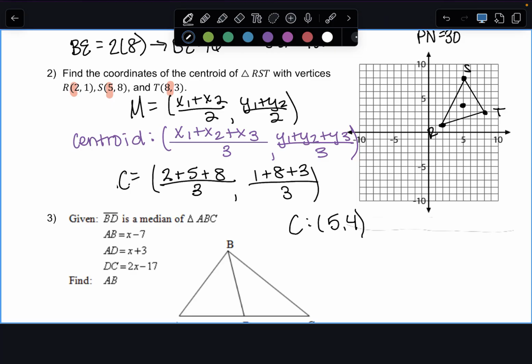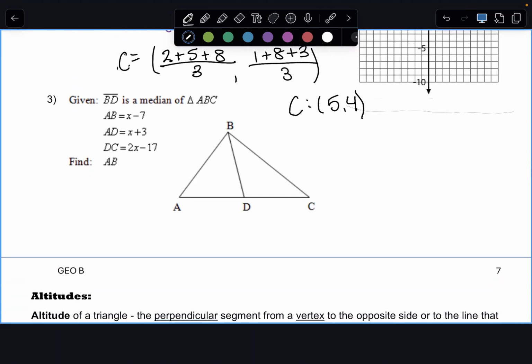Okay, we have one more centroid median problem, and then we have one more segment to go through, and then we're done. So, last one for medians. It says BD is the median of ABC. And it says AB is x minus 7. It says AD is x plus 3. And DC is 2x minus 17. And we need to find AB. So we need to find the yellow piece.